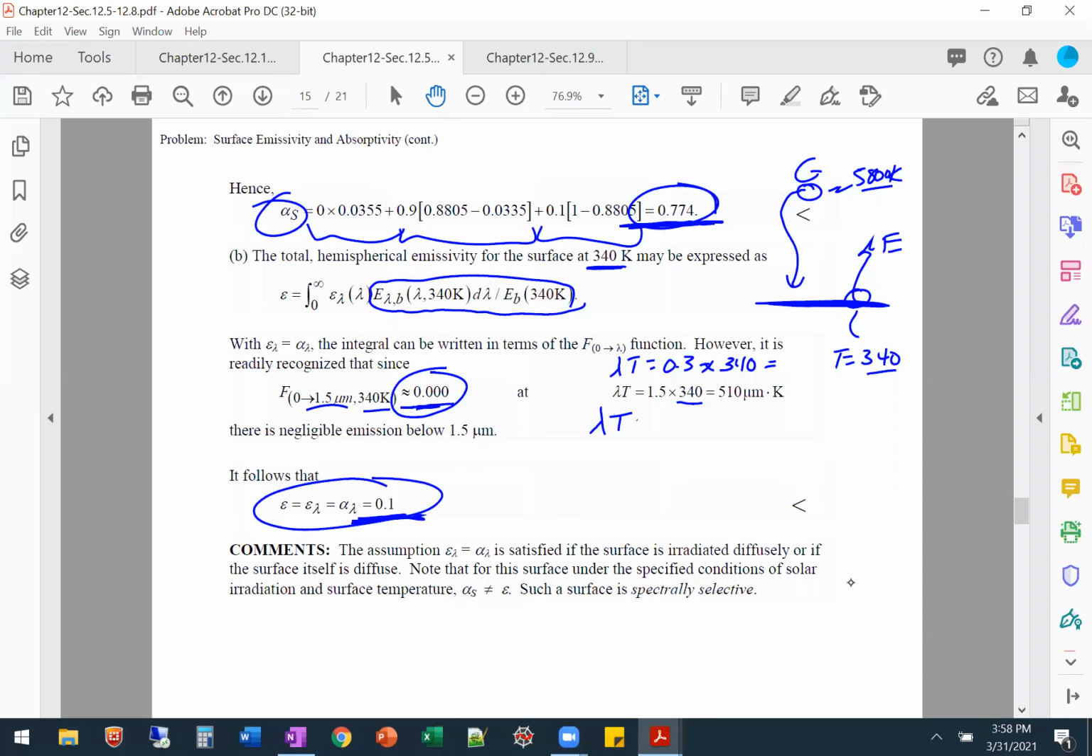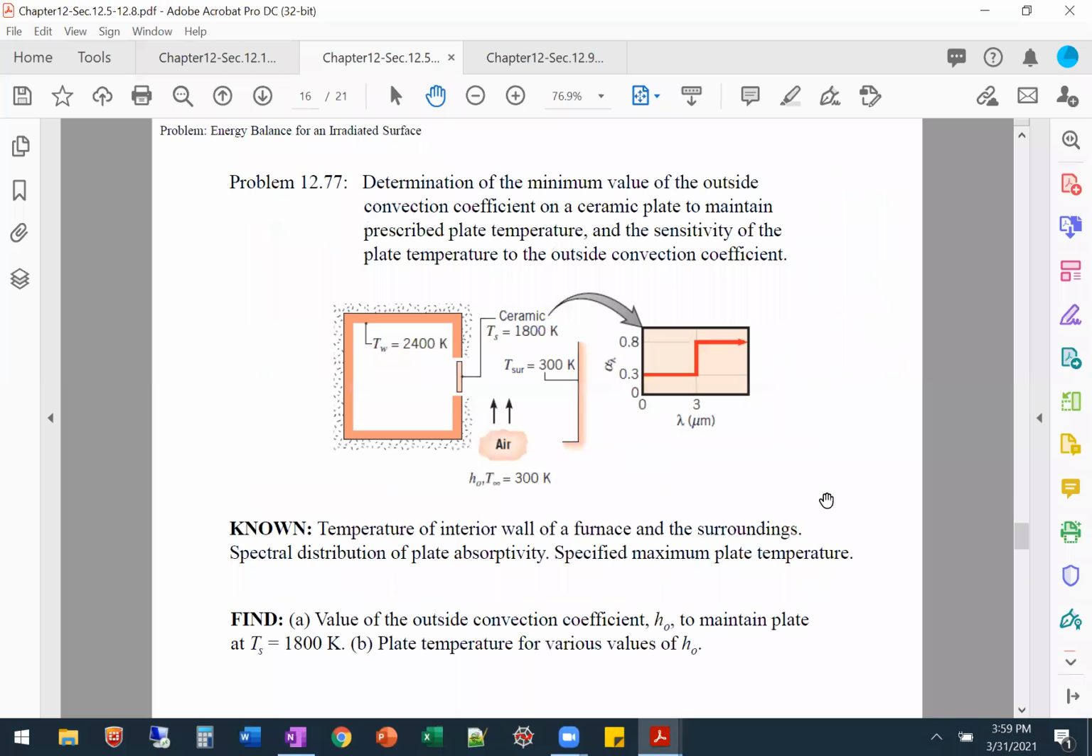So although we could say that this was equal to this, we can't say that this is equal to this in this case, because of the different wavelengths at which the emission versus the irradiation is occurring. All right, next problem. Any questions? I'll move on.